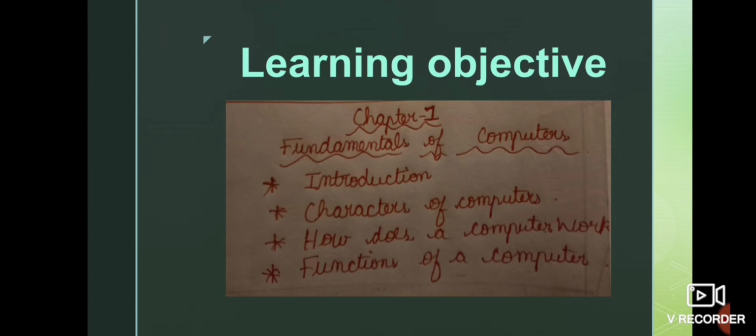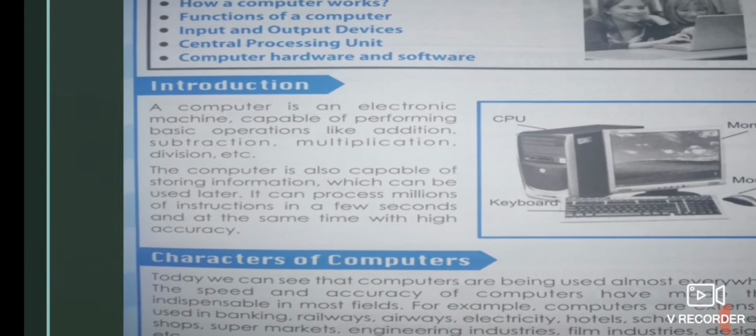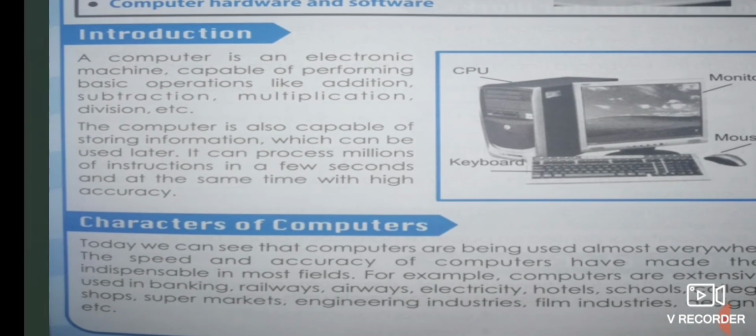So let us begin with the introduction. What is a computer? A computer is an electronic machine capable of performing basic operations like addition, subtraction, multiplication, division, etc. Apart from this, you can also store information inside your computer system and use it for later. And it can process millions of instructions in a few seconds with high accuracy, without any delay or mistake.